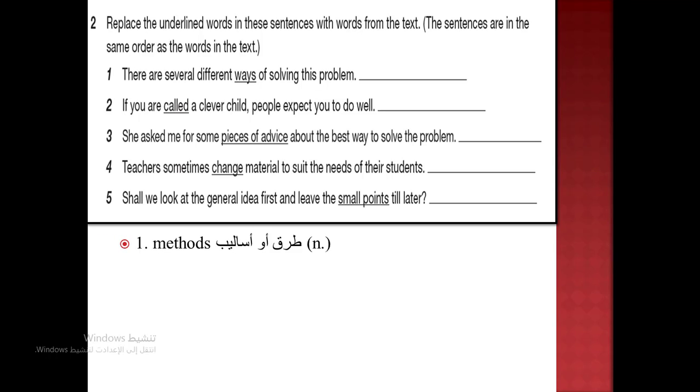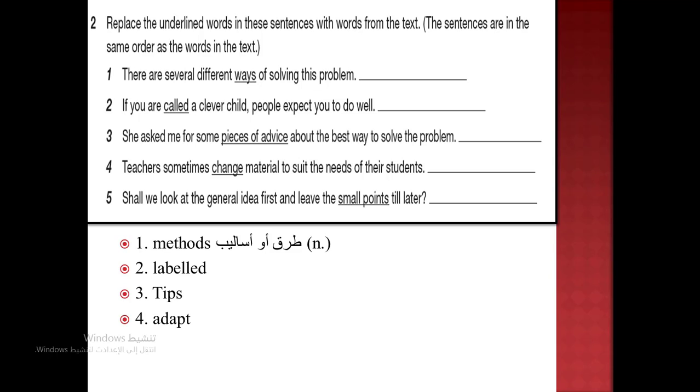Number 2. If you are called a clever child, people expect you to do well. So the synonym for the word called is labeled, which we have already discussed. Number 3. She asked me for some pieces of advice about the best way to solve the problem. Surely, the synonym is tips. Number 4. Teachers sometimes change material to suit the needs of their students. And the synonym for change is the verb adapt.